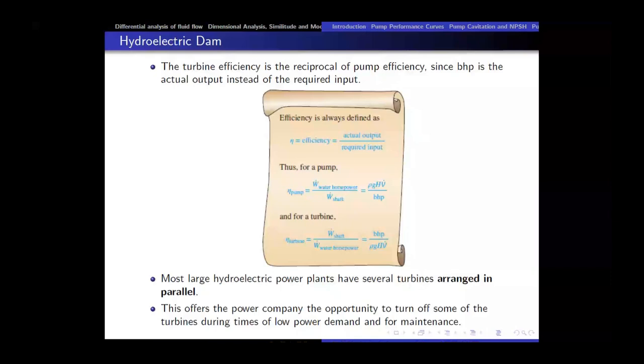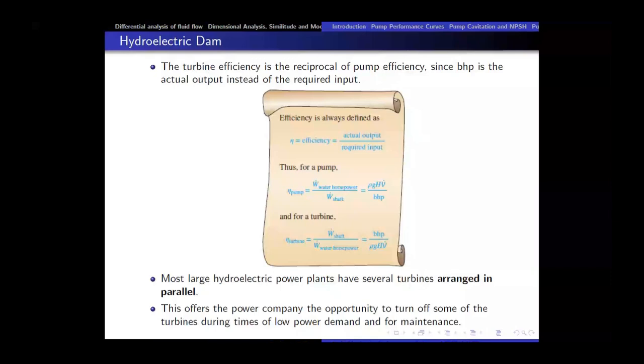As we discussed for the pump arrangement, we can arrange pumps in series and parallel. Similarly, we can do the same with the turbines as well. In hydroelectric dams, there are usually many turbines attached in parallel, so that in winter, if we have less power requirement, we can switch off some of the turbines, and if there is some fault in one turbine, we can switch off the water supply to that turbine for maintenance.